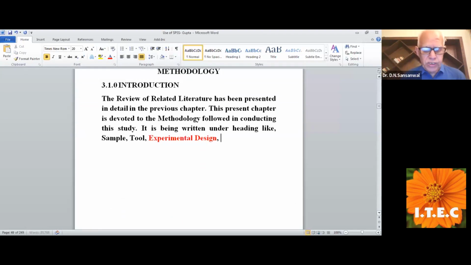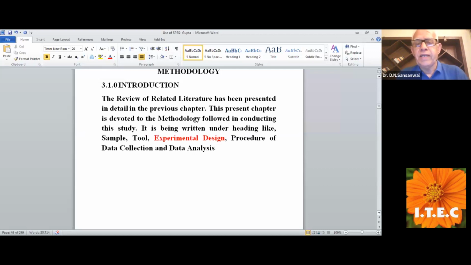Then next is procedure of data collection and data analysis. It is being written under headings like this. The details are given in separate captions to follow.